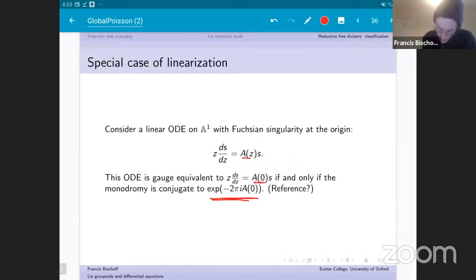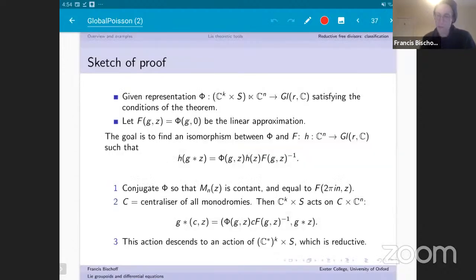Yeah, and so this is a result which I'm pretty sure should be contained in the literature. I haven't been able to find a reference, so if anyone knows a reference for this fact, I would be very grateful if you could let me know. Okay, so I'll present a sketch of the proof.